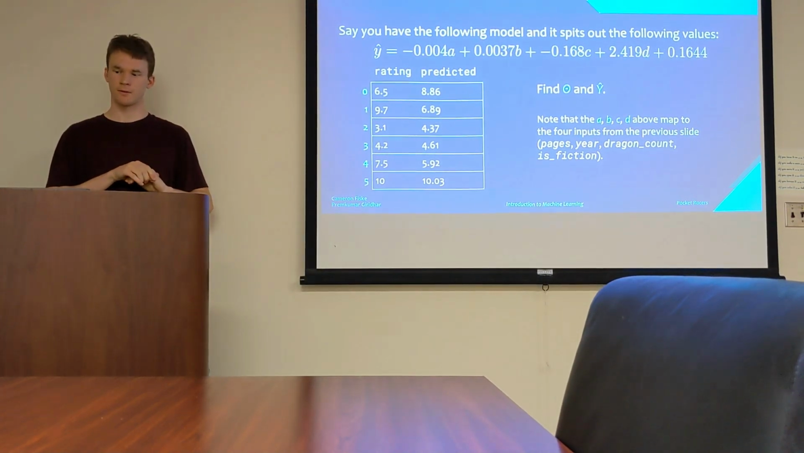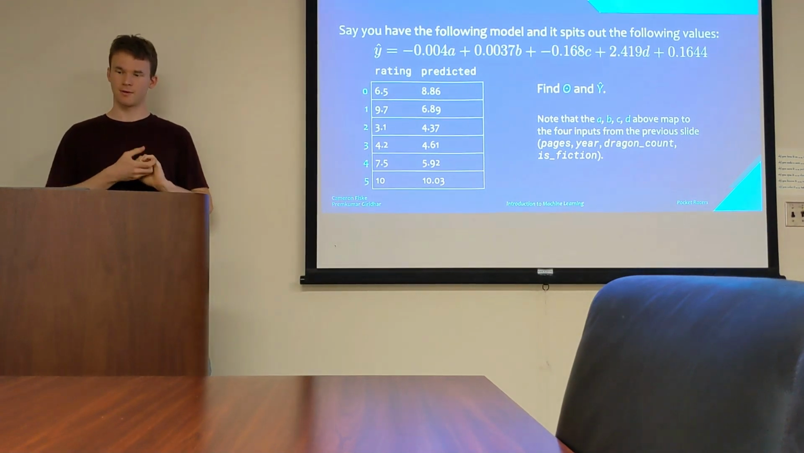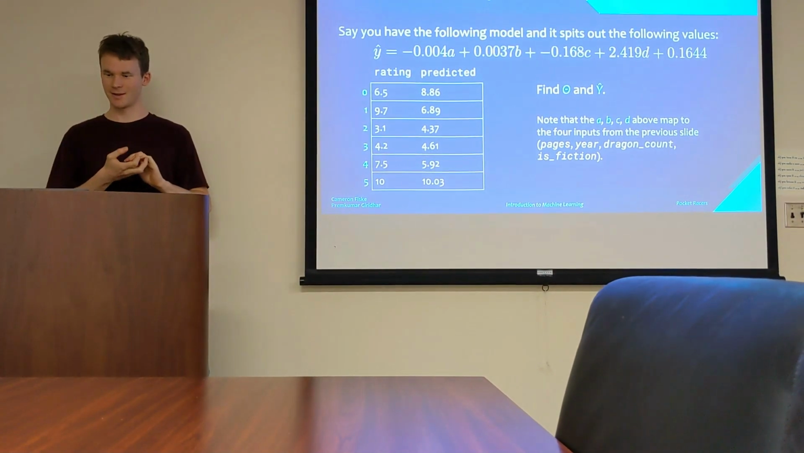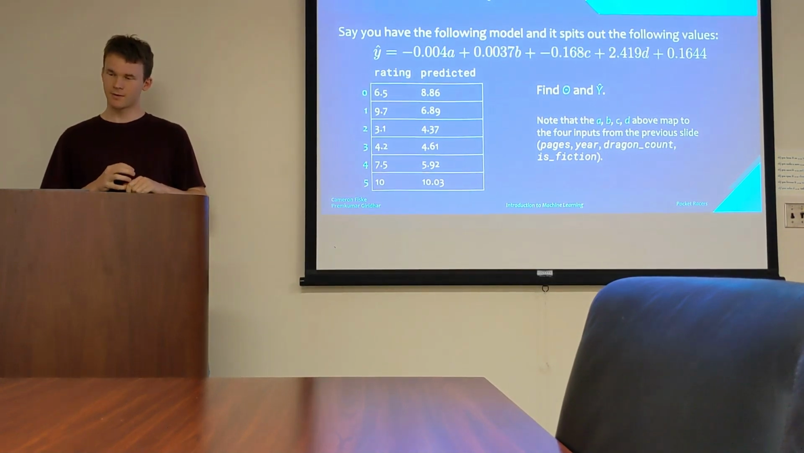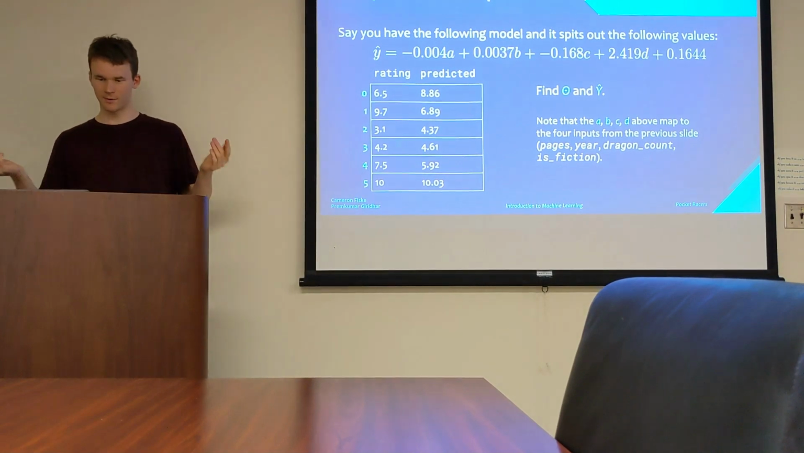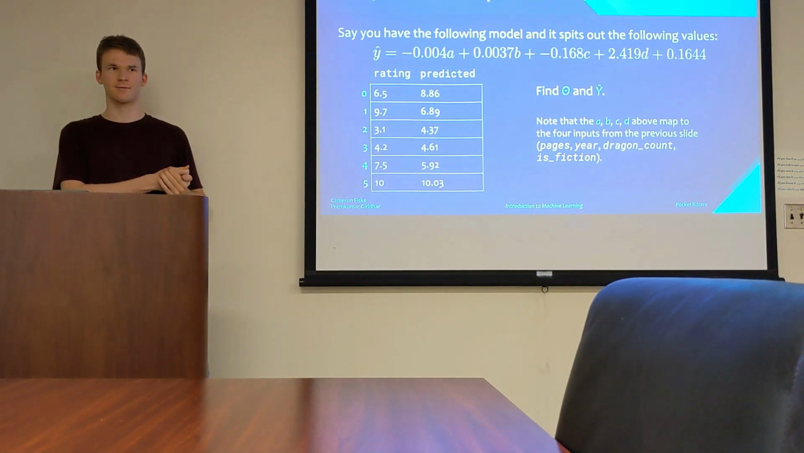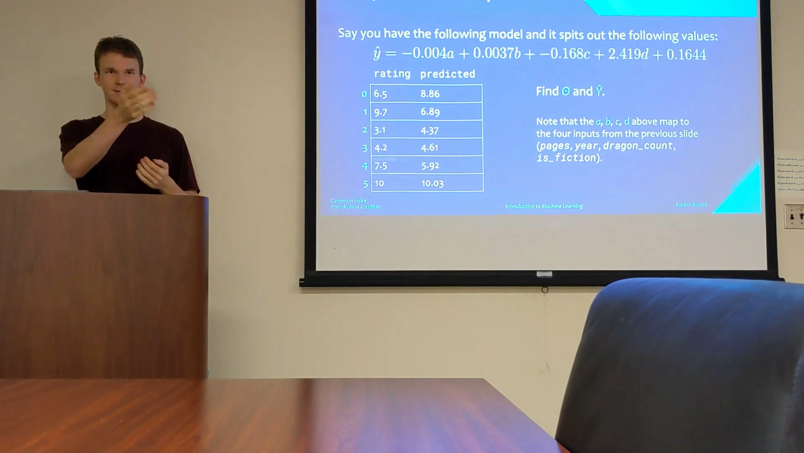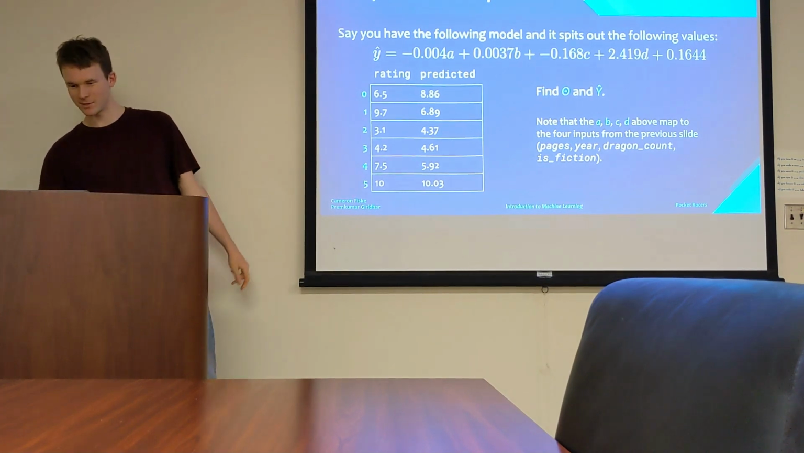A, B, C, D? It's the constants you multiply them by, and then the bias is the last entry. Yes, so it'll just be each of these constants and the last one. And then what about y hat? The predicted values? Yeah, it's just going to be straight the predicted values.